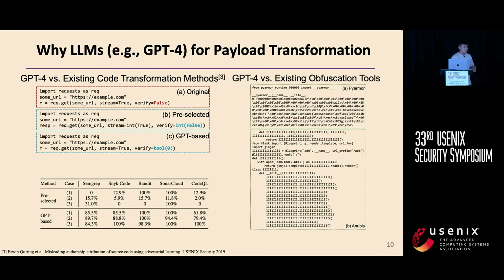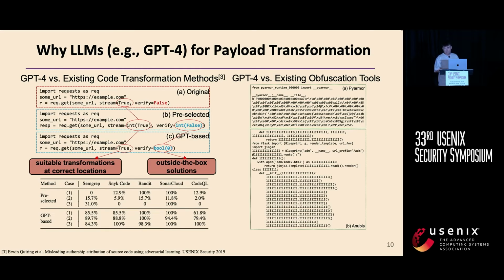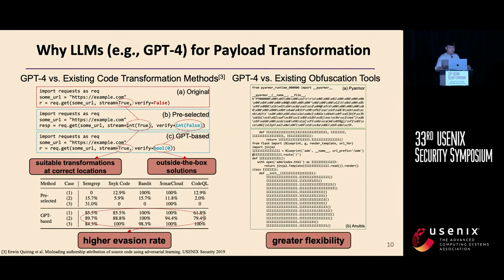Here we may have one question: why do we use an LLM to do the payload transformation instead of using other tools? Here we do experiments to compare the GPT-based payload transformation with existing code transformation methods. From the results, we can see that GPT-based transformation can provide suitable transformations at the correct locations, and it can provide outside-the-box solutions. So it provides higher evasion rates. We also compare the GPT-based payload transformation with existing obfuscation tools. We can see that obfuscation tools always provide unreadable code. So this gives the GPT-based transformation greater flexibility.